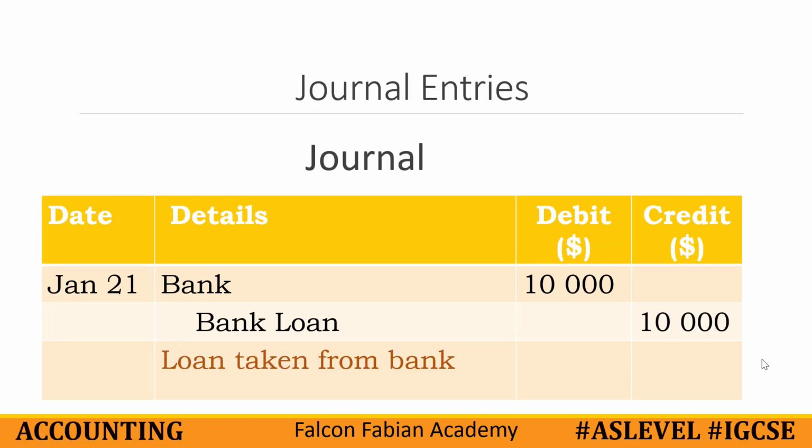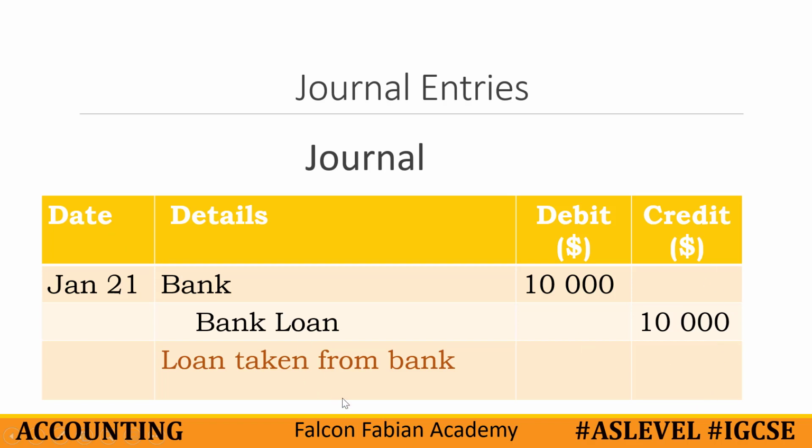Now let's record the entry in our journal. So this is the format of journal. I hope you've seen the earlier videos and you're familiar with the format. Let's do a quick recap. So you have date, details, a column for writing the debit amount and a column for writing the credit amount.